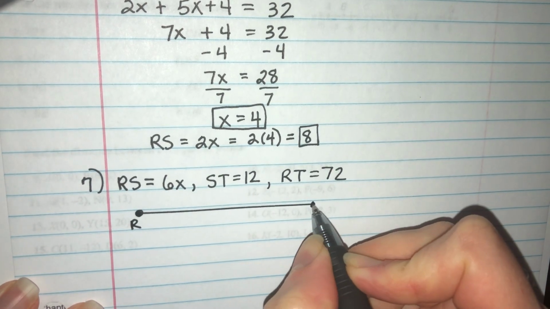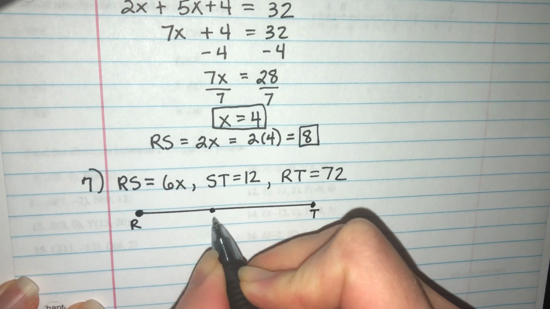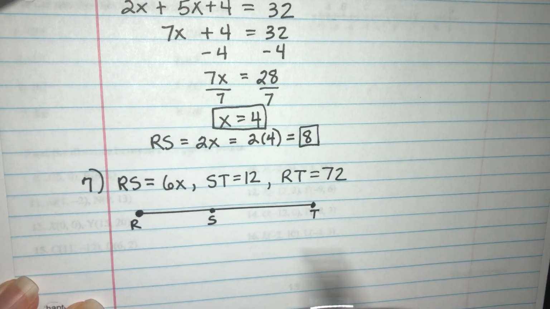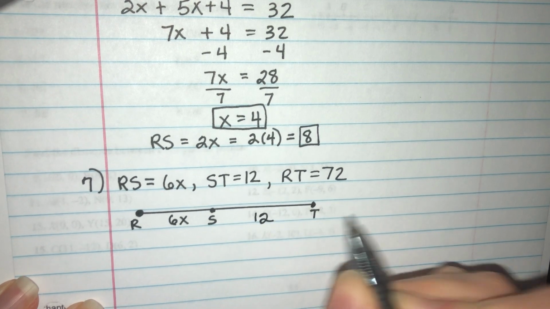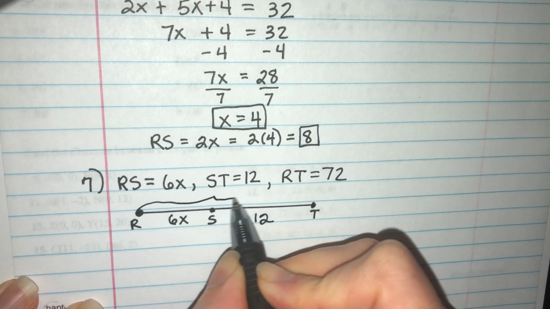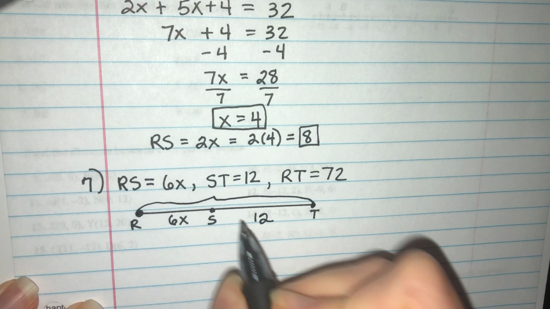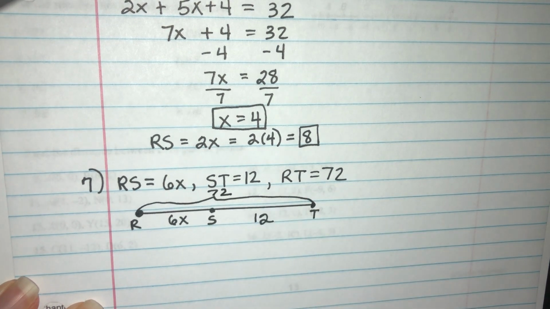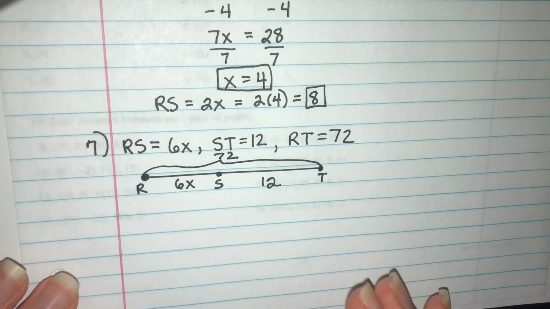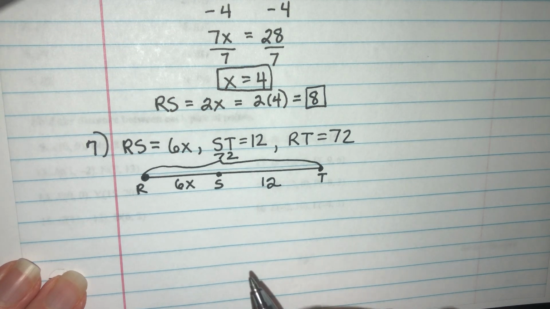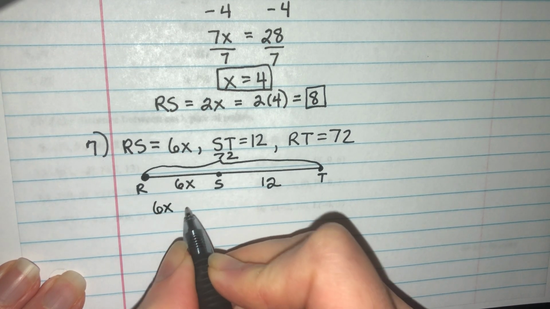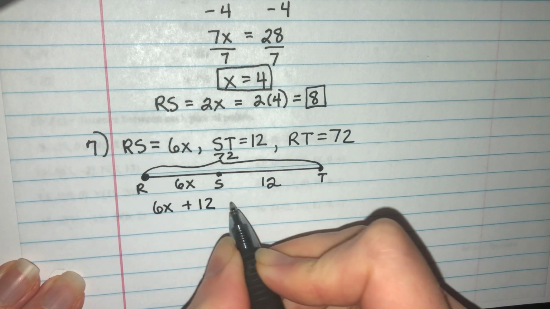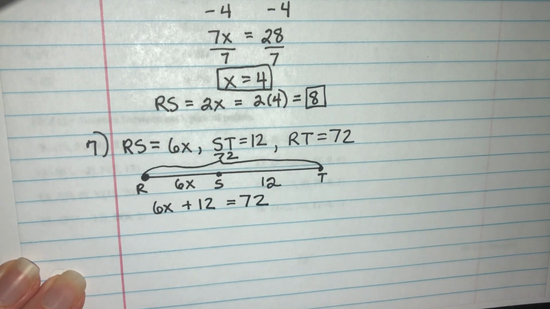From R to T, the S is somewhere in the middle. From R to S is 6x, from S to T is 12, and the total distance from R to T is 72. So the equation that we could write here is 6x plus 12 is equal to 72.